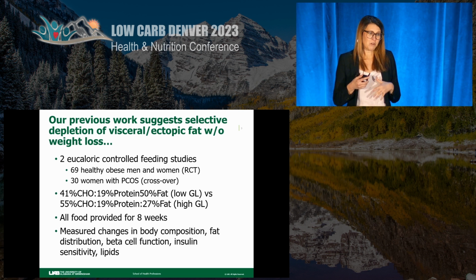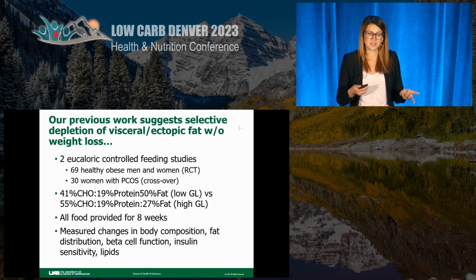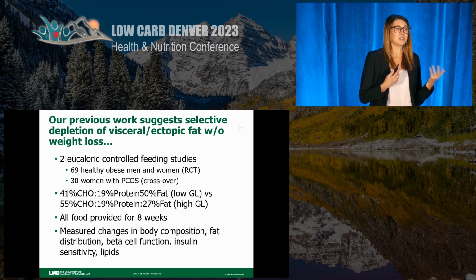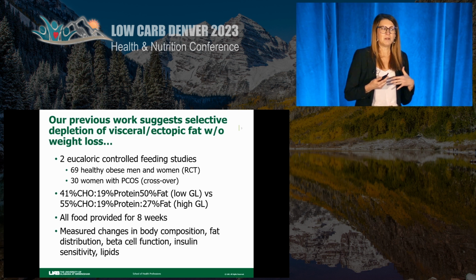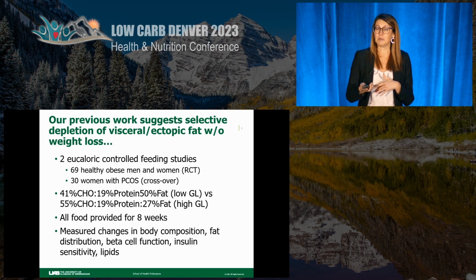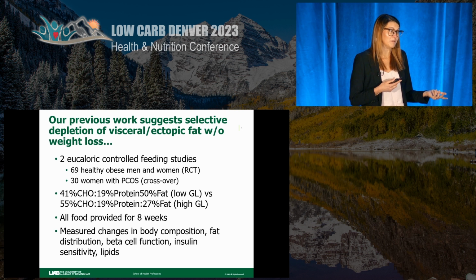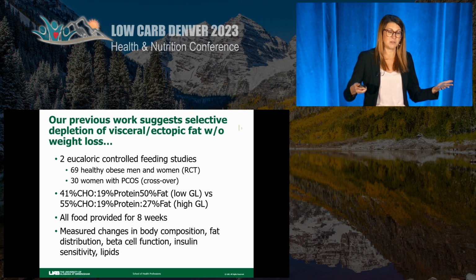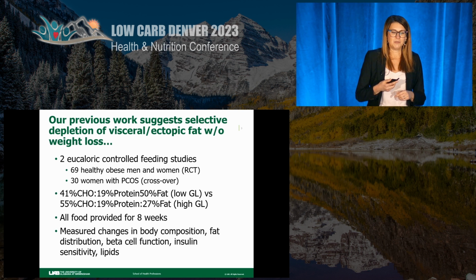It wasn't very low carb by any stretch of the imagination. It was 41% carb on our low glycemic diet. Protein was held constant on both diets, and then fat was higher on the low glycemic diet compared to our high glycemic diet. Again, these were controlled feeding studies, so the metabolic kitchen at UAB provided all of the food, weighed it out to have them be weight maintaining. We used indirect calorimetry to determine the energy requirements of our participants so we could keep them in energy balance.